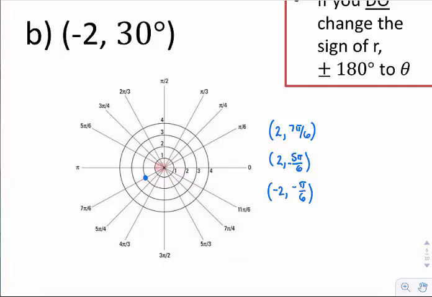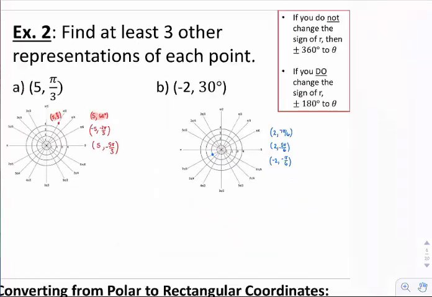So -2, and we're going to go pi over 6. So that's actually should be positive pi over 6. I'll fix that real quick. There we go, because I'm going counterclockwise. So there's your 3 points that you could have had, some options for you. And there's obviously more, but those are just some examples of what you might have.